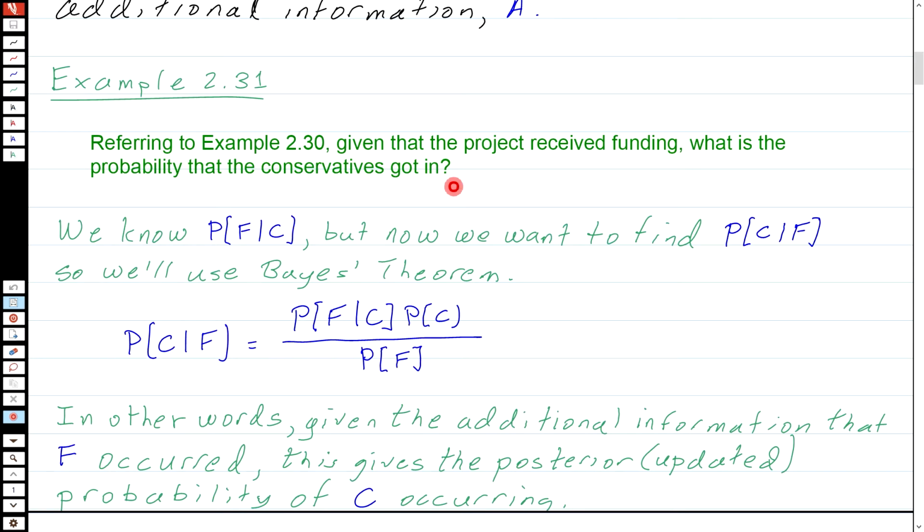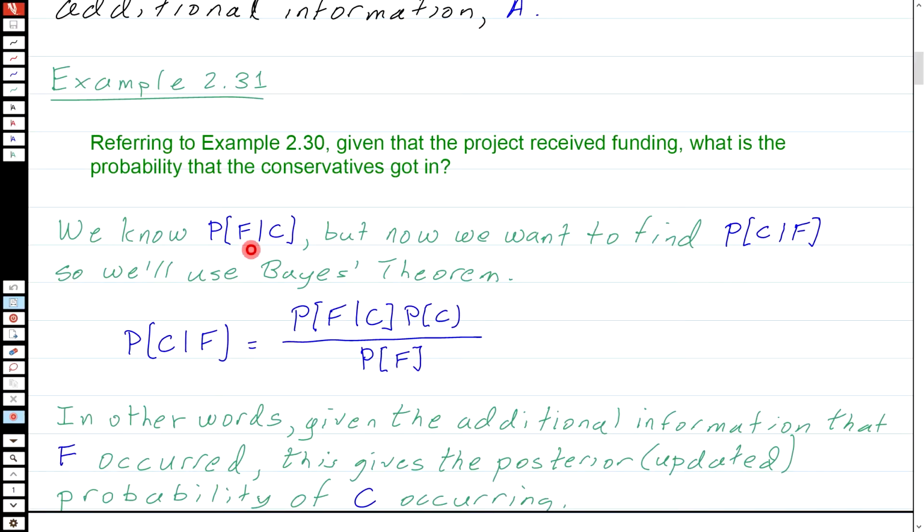This refers back to example 230, the one about the nuclear power plant getting funding depending on which party gets in. So the question now is, if we know that the project received funding, what is the probability that the Conservatives got in? Why you wouldn't know that is an open question, but let's assume that you've been hiking in the jungle, you receive word somehow that the project received funding, but you don't know which party got in. So you're now computing the probability that the Conservatives got in.